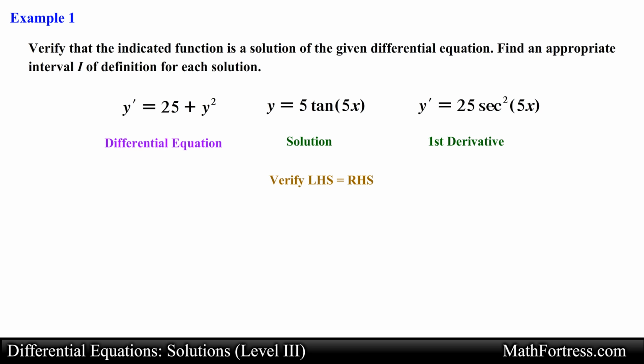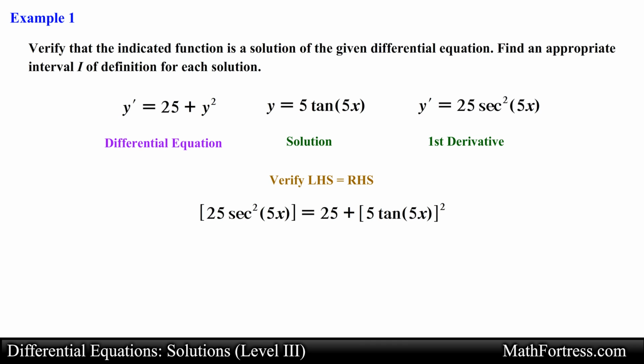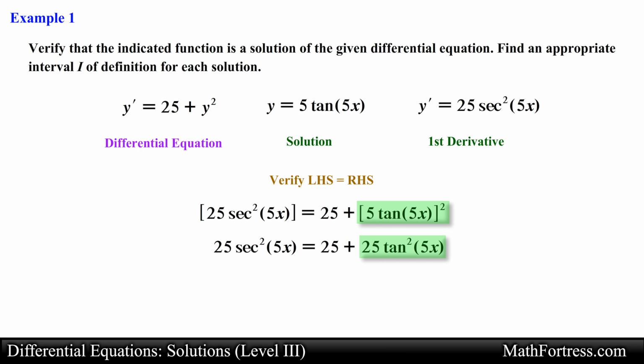Next, we go ahead and substitute the function and its derivative into the equation. Doing that, we obtain the following. Next, we need to simplify the left and right-hand side of the equation and check to see if both sides are equal. So we go ahead and square the expression on the right side of the equation. Doing that, we obtain the following.